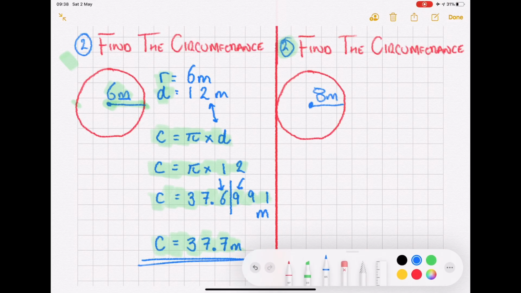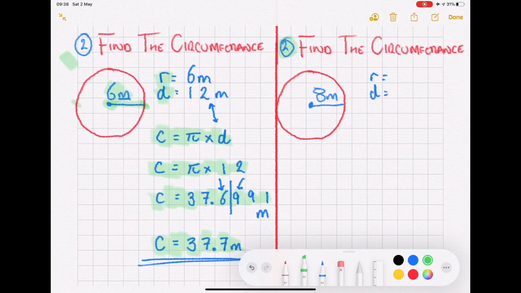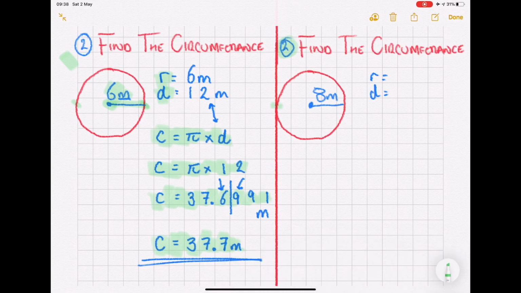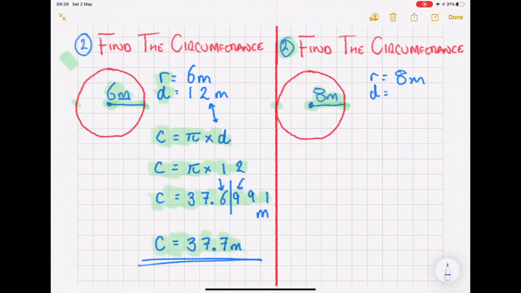Okay, fantastic. Let's go through this. So, first things first, radius, diameter. What have we been given in the question? Well, we haven't been given the distance that goes from there to there. We've been given the distance that goes from the centre to the edge. So that is the radius. So our radius is 8 meters. We know that our diameter is double our radius. So our diameter is 16 meters.